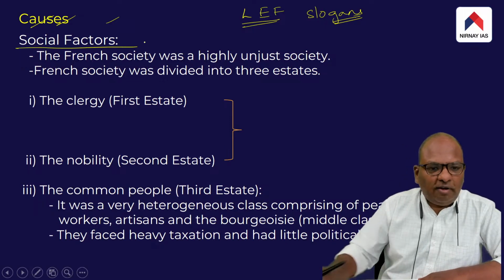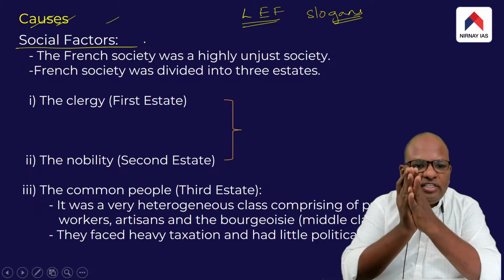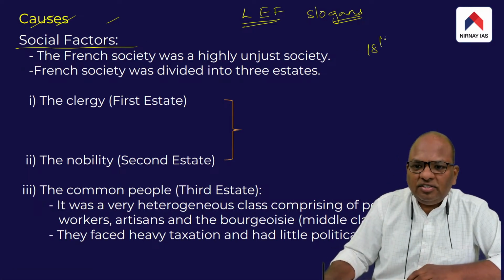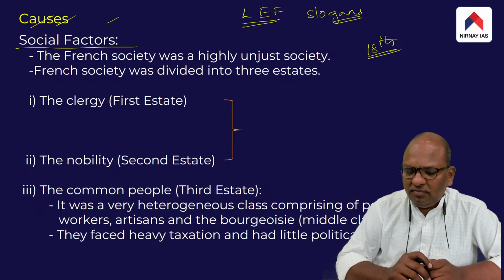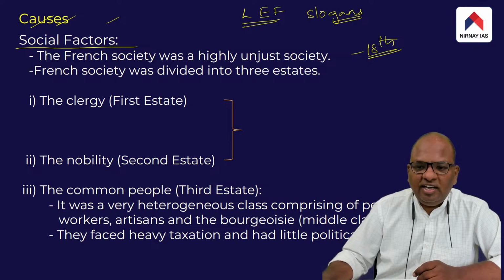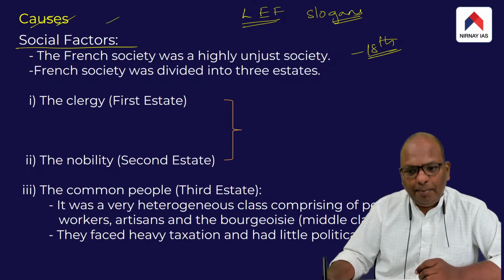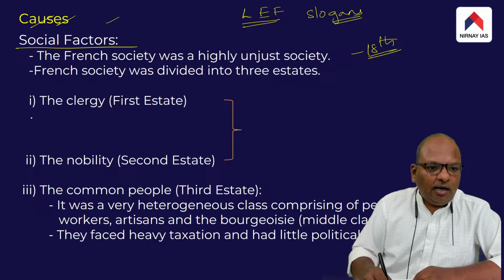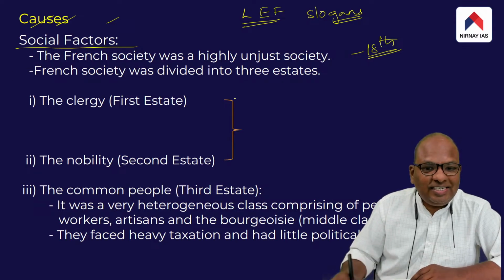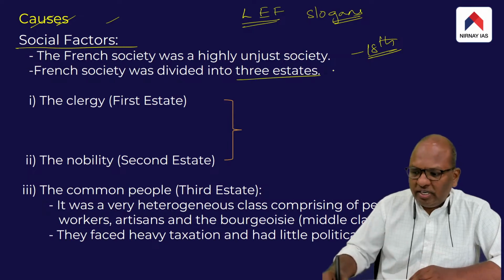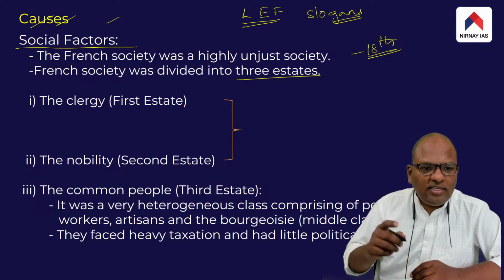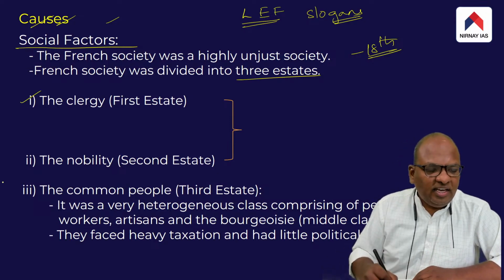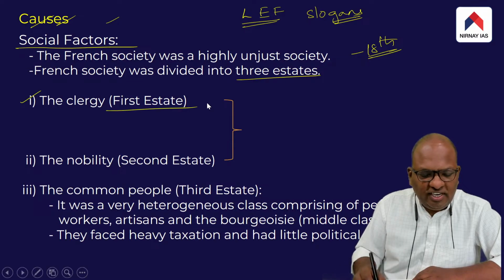One is the social factor. Basically, the French society of the 18th century AD was a very unjust society. By and large it was divided into three estates, namely the clergy, who happened to be the first estate.